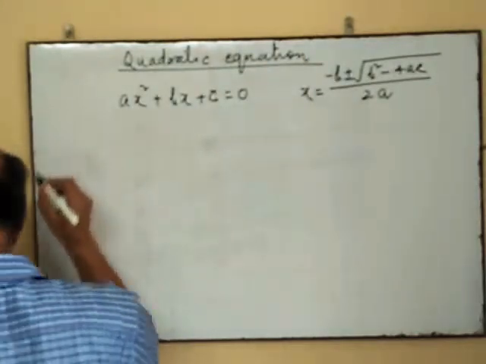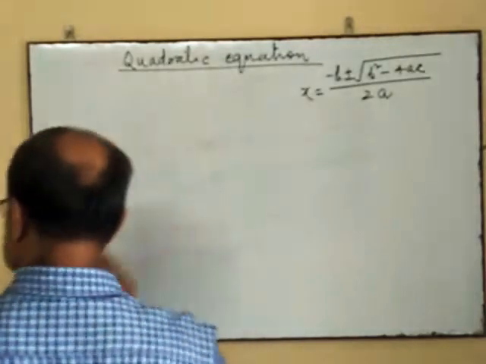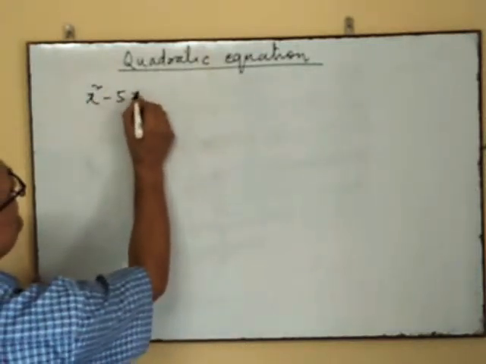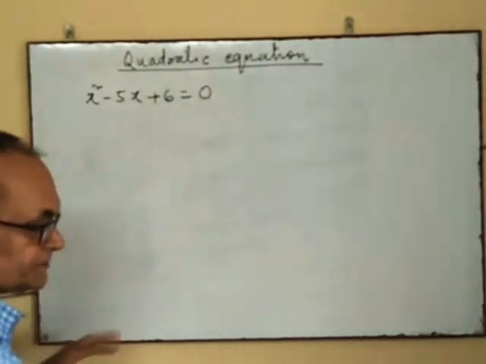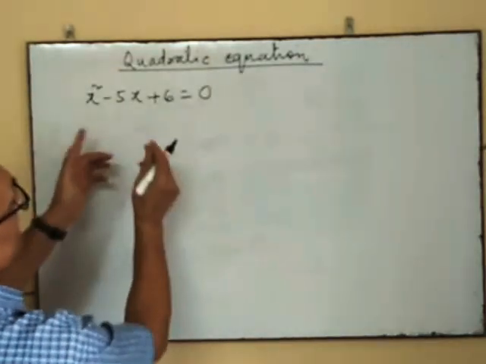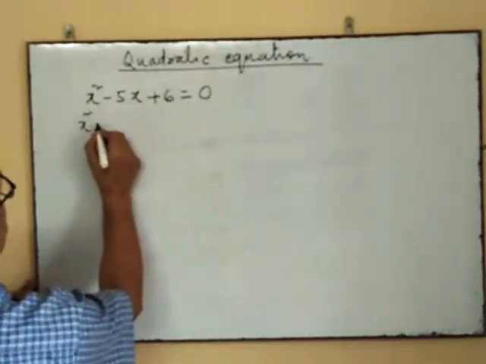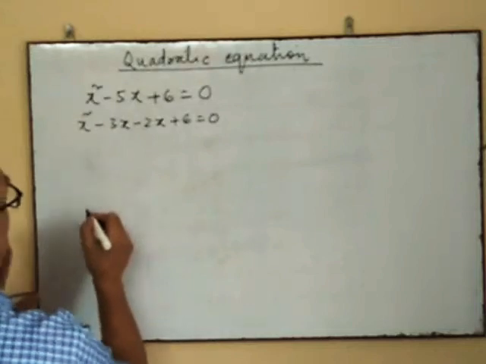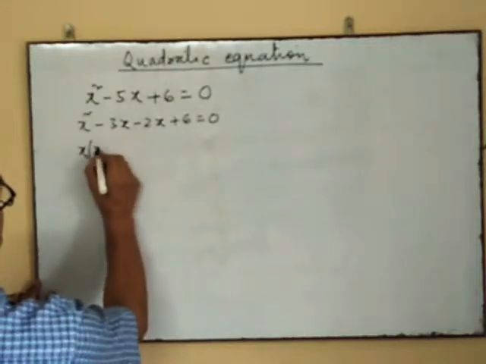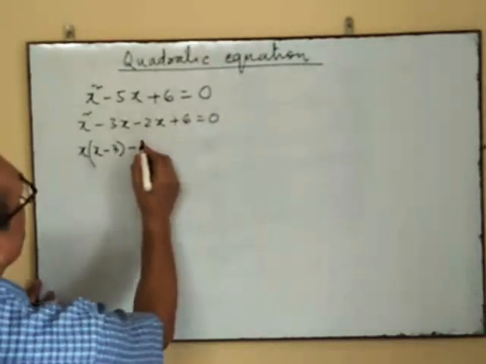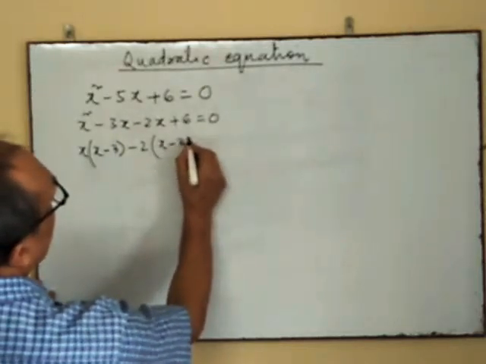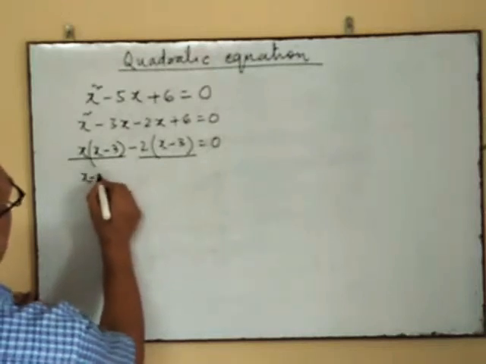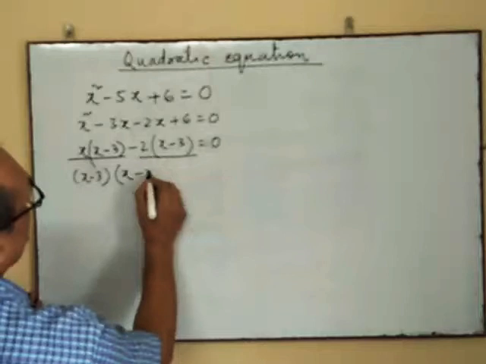So the question is x square minus 5x plus 6 equals to 0. This is the question here. So we know very well how to split this. So x square minus 3x minus 2x plus 6 equals to 0. Now take x as the common, then x minus 3 minus, from these two take common here, then x minus 3 and this equals to 0. Taking common x minus 3 in these two terms, it remains x minus 2 equals to 0.